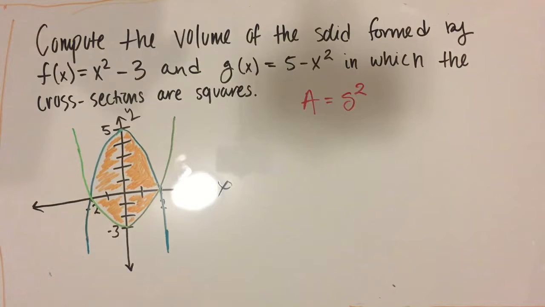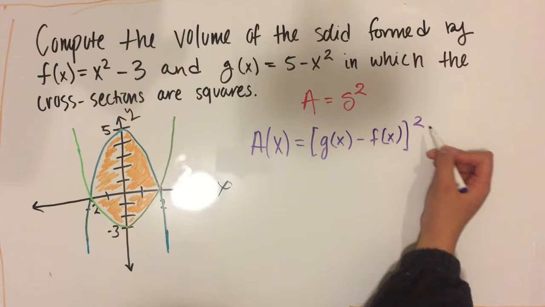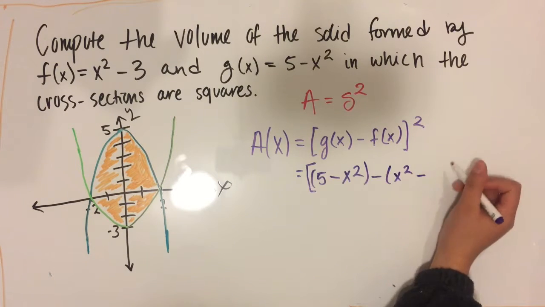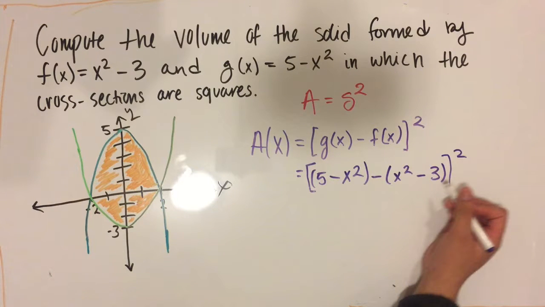And the formula you will use is s squared, since the cross-sections are squares. Now you will use that formula to get your cross-sectional area, which is g of x minus f of x, and everything is squared. And then you will plug in your functions and simplify to get 8 minus 2x squared, and everything is squared.